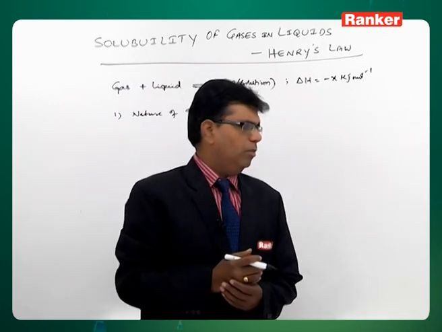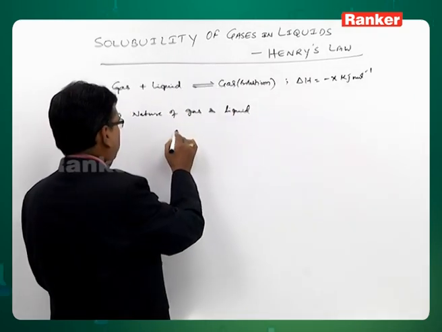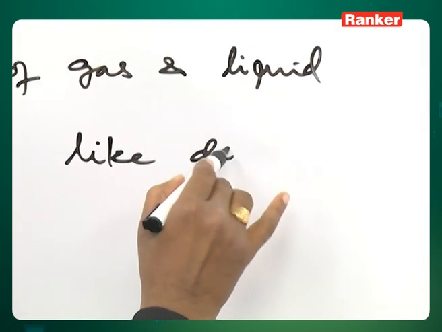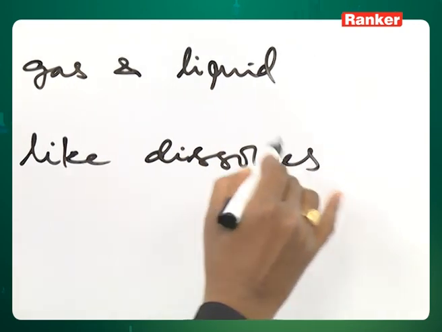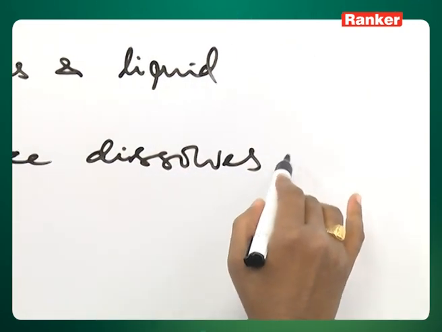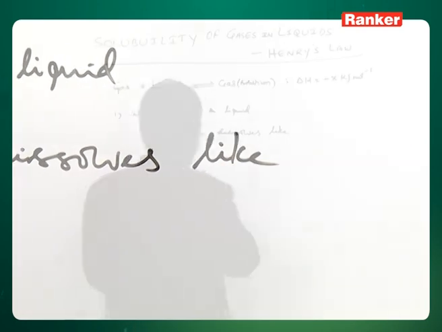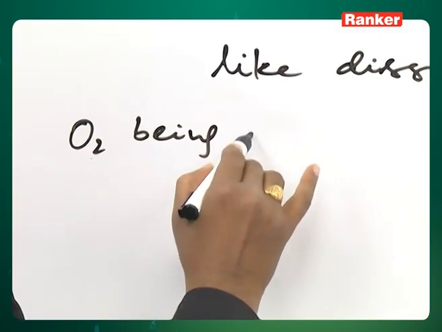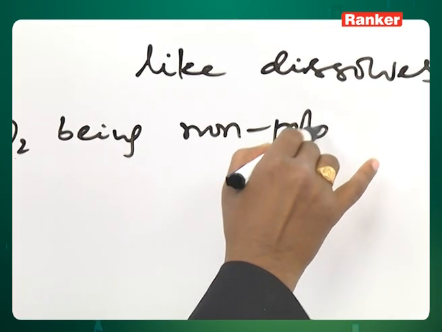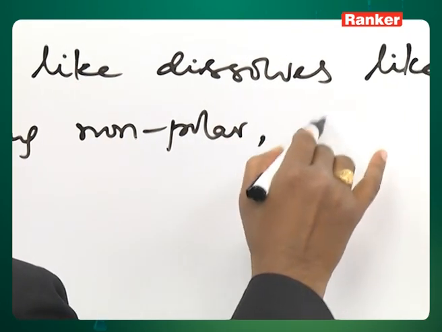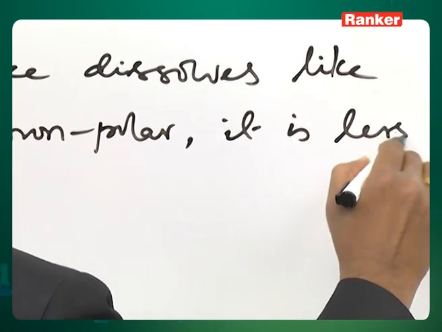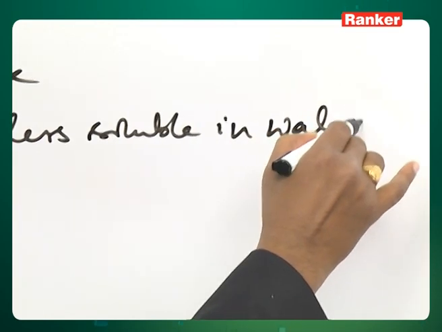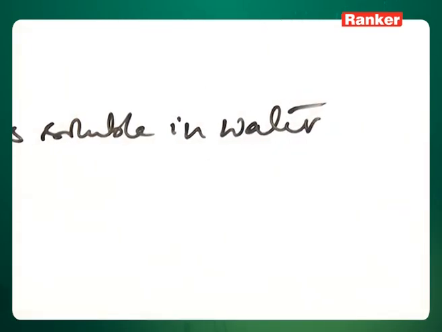So, the solubility of oxygen in water is very, very less. It is this basic principle of like dissolves like, which in lower classes you must have learned. Therefore, oxygen being non-polar is less soluble in water.